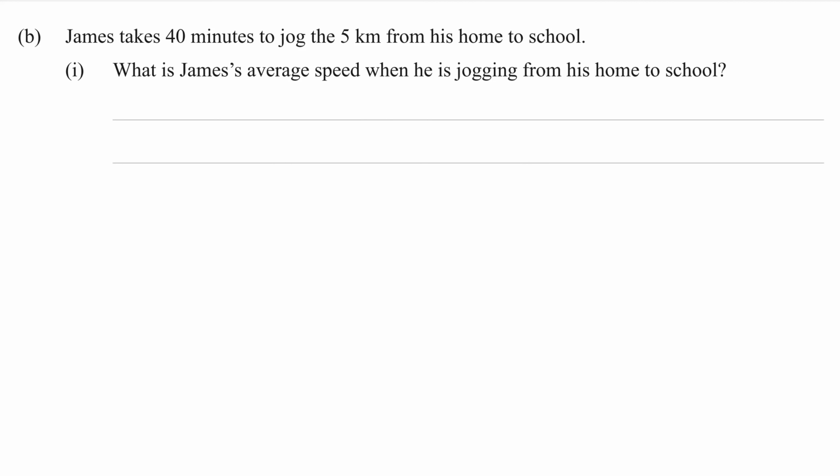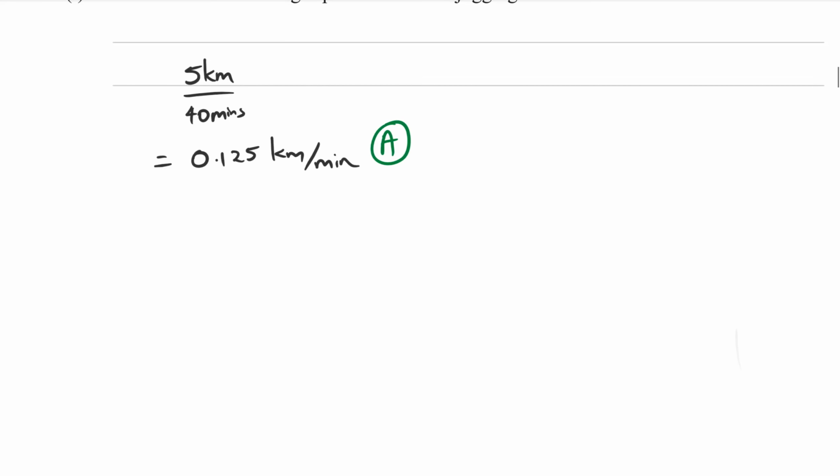Okay, the second question here is: James takes 40 minutes to jog 5Ks, and they're asking for the average speed. So if they're looking for the average speed, then you've basically got 5 kilometers divided by 40 minutes. Putting this in the calculator, what we get is 0.125, so that's 0.125 kilometers per minute. And that ends up being Achieved. So that's kind of the easy part of this question. Let's go to the second part of the question.